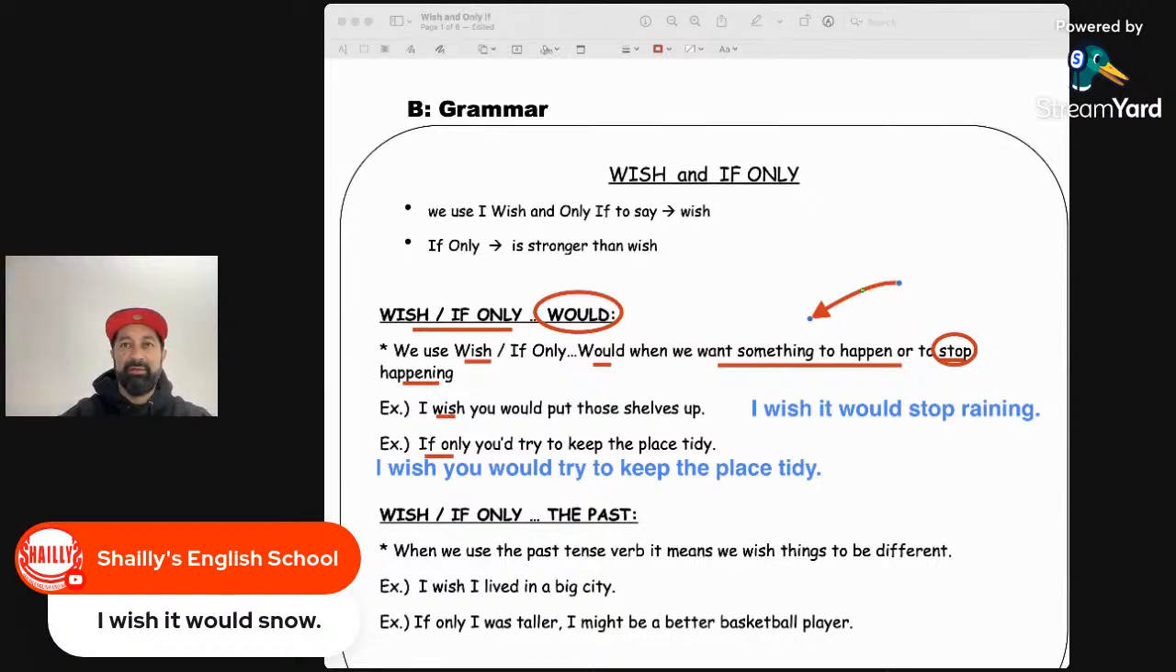What do you want to happen? What do you want to stop happening? Whatever you want or don't want, make that sentence, leave it in the comment section. And I'm going to read a couple and then we'll move on to the next grammar. My example sentence is on the screen. I wish it would snow.